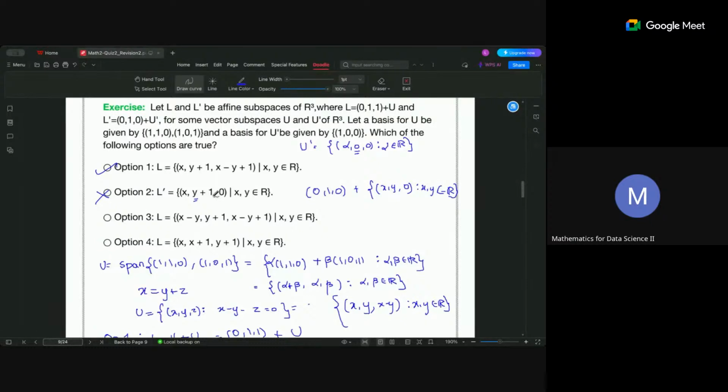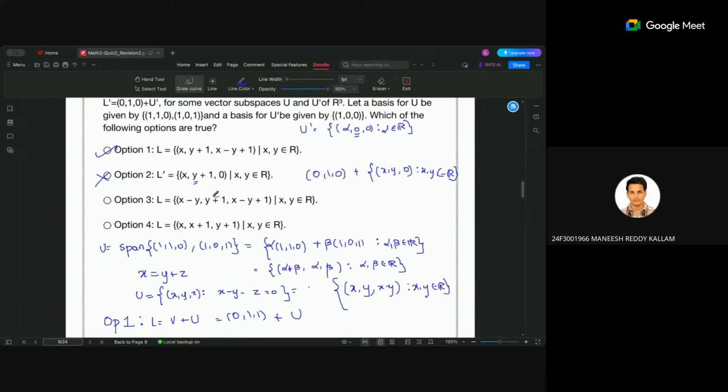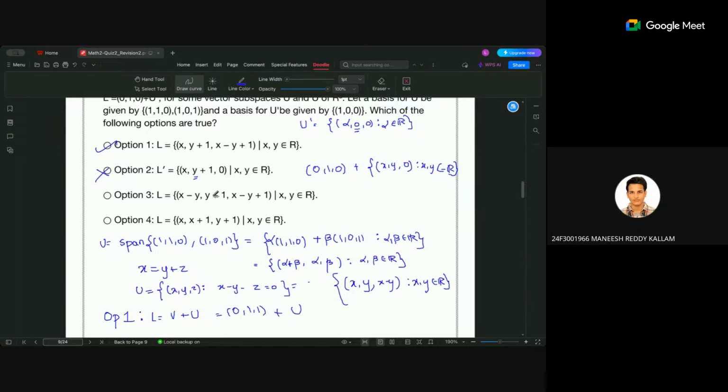Now, can you tell me about option 3? What can you tell me about option 3? Yes, ma'am, it's correct. Now, again, why is it correct? Because (0, 1, 1) is the only vector we need to add. But still, here you have x minus y, here y, and here x minus y. How can it be? It cannot be, right? But option 4 can be, because if you put (0, 1, 1) there, it will satisfy the condition.